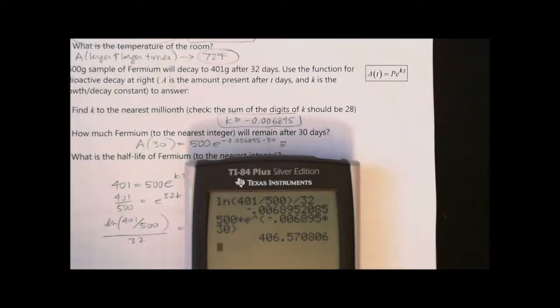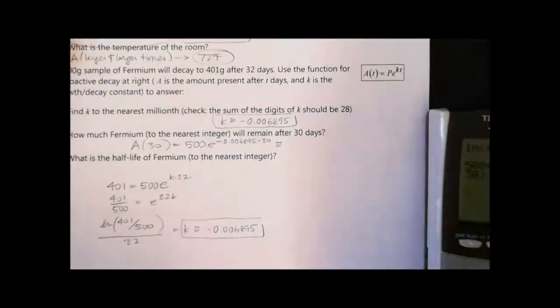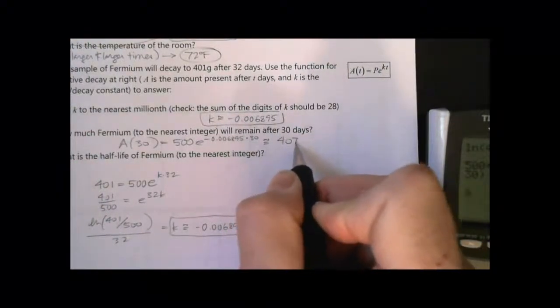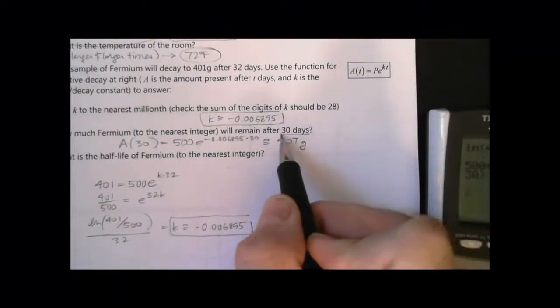...406.57, and we want to know this to the nearest integer. So that would be 407 grams.